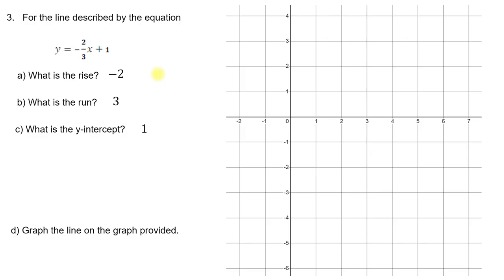So now we have enough information to graph our line. Generally, it's a good idea to start at the y-intercept. We'll count down 2 because we have a rise of -2, and then over 3 because that's our run. Plot a coordinate point there, connect the 2 points, and there's our graph.